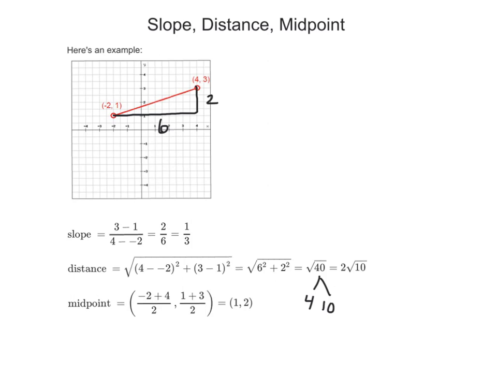And then finally, we can get the midpoint. And the midpoint involves averaging the x's and averaging the y's. And if you average the x coordinates, negative 2 and 4 becomes 2, and 2 over 2 is 1. And then if you average the y's, 1 and 3 becomes 4. 4 divided by 2 is 2. So the point (1, 2) is the midpoint. And you can see if we plot the point (1, 2), it indeed looks like the midpoint.